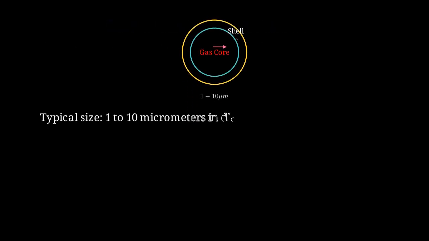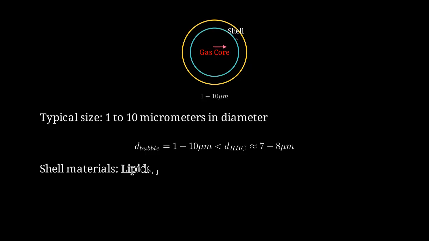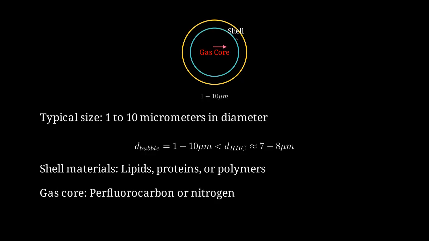These dimensions are crucial because they're smaller than red blood cells, allowing microbubbles to flow freely through the microvasculature. The bubble diameter of 1 to 10 micrometers is slightly smaller than red blood cell diameter of approximately 7 to 8 micrometers. Common shell materials include phospholipids, albumin proteins, or biocompatible polymers that provide stability and biocompatibility. The gas core typically contains perfluorocarbon gases like sulfur hexafluoride or octafluoropropane, which are highly stable and echogenic.